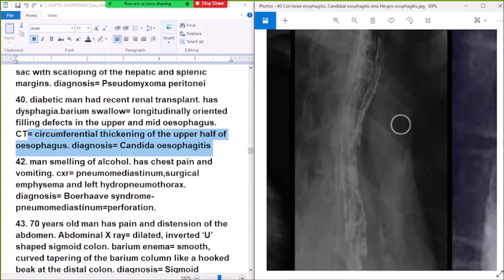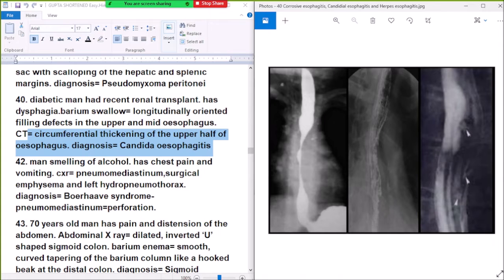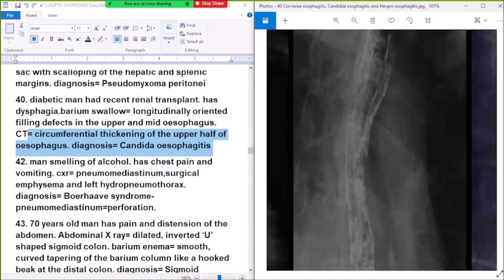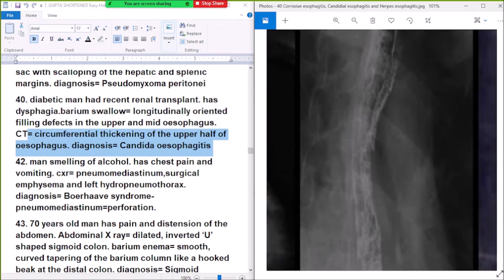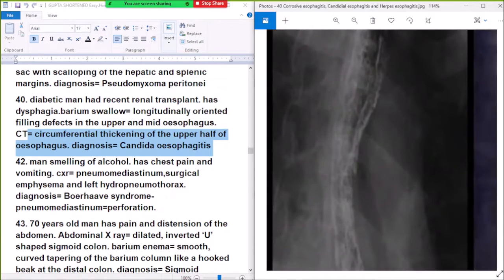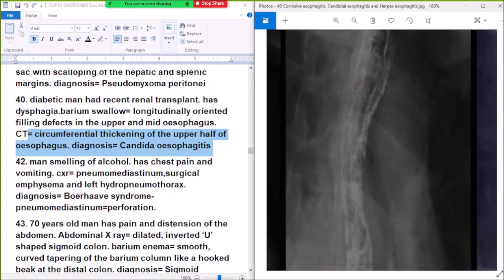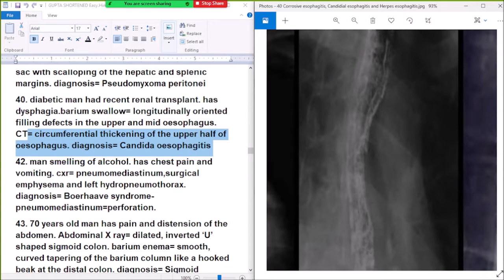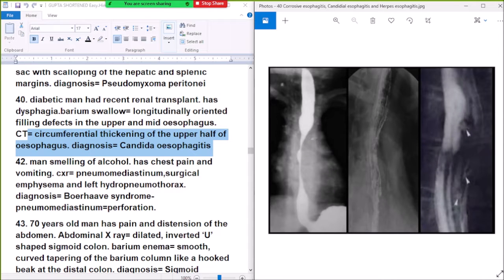Now again, a diabetic man with a recent transplant presents with longitudinally oriented filling defects in the upper and middle esophagus. Notice that these are circular, these are longitudinal filling defects, in the upper and middle esophagus. And on CT scan there will be circumferential thickening of the upper half of the esophagus. That goes with candida esophagitis. On barium swallow, the longitudinal filling defects in the upper and middle esophagus: diagnosis candida esophagitis.